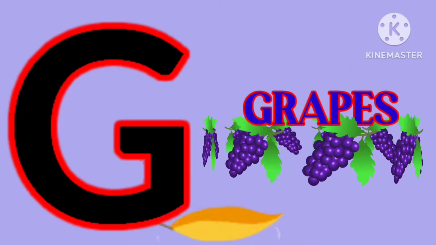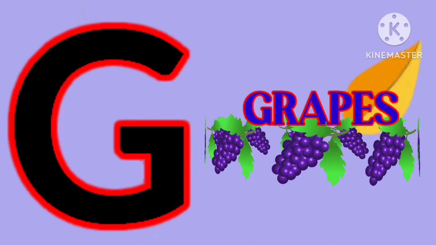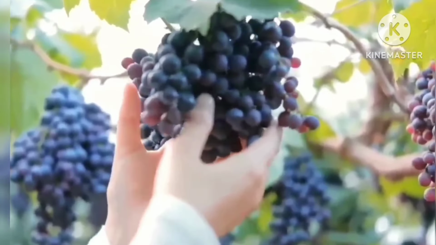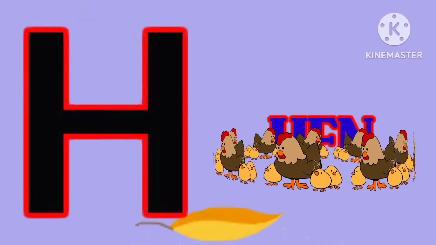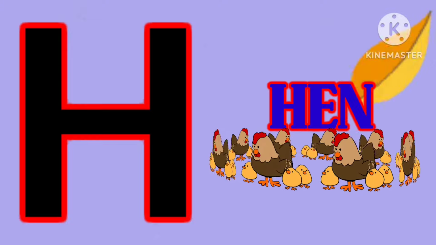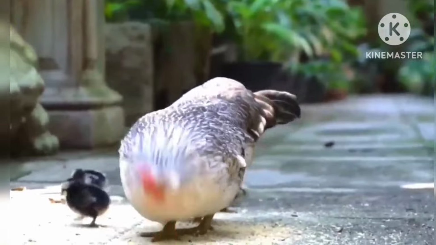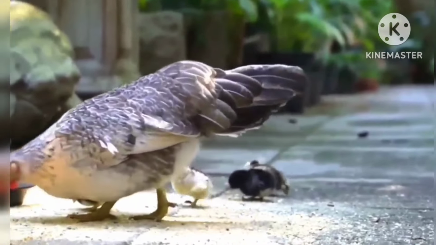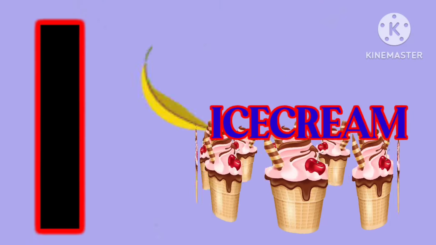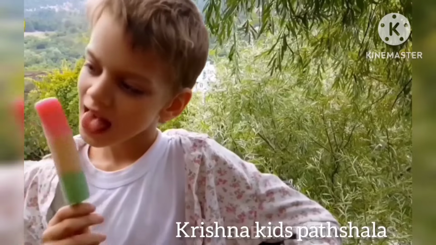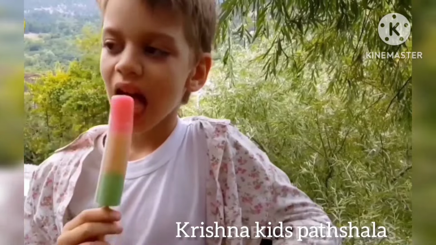G is for grapes. Go, go, grapes. Grapes. H is for hand. Ho, ho, hand. Hand. I is for ice cream. Ice cream. Ice cream.